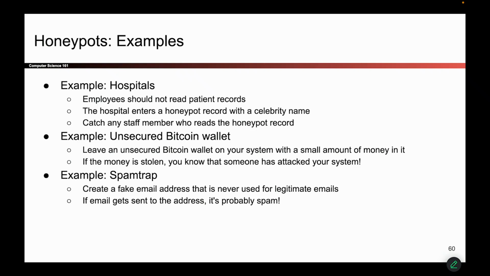So maybe what you can do is make a honeypot record. It's a fake record that's not real, so no one is supposed to actually access it, and put a really scandalous celebrity name on it. So put some name that's in the news that someone might want to access. And if an employee is malicious, they might try to access that record, and you would catch them. Nobody is supposed to access it, but the employee accessed it, so now they're in trouble.